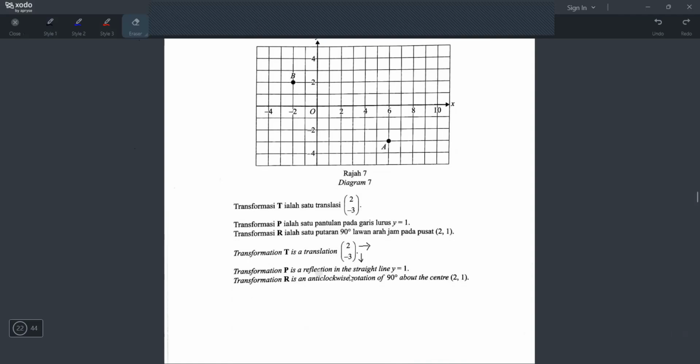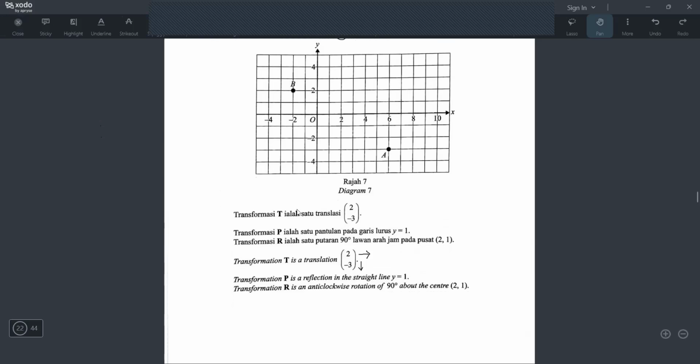Transformation P is reflection in the straight line y equals 1. Okay, whenever I teach my own students, I always say if the question mentions reflection in the straight line y equals 1, I will ask my student to straight away go to y, find 1 and draw a line. Yeah, straight away do it. So let's use red color. So y equals 1 is this line here, right? So I will straight away draw this line, okay? And I will even label it. So y equals 1. Okay, so transformation P is reflection in the straight line y equals 1. Okay, afterwards, let's keep reading.